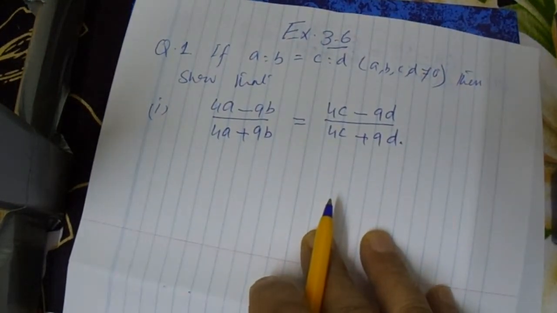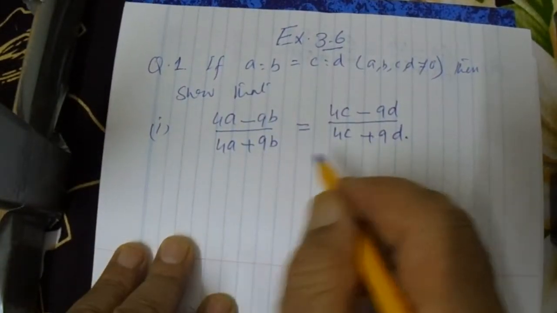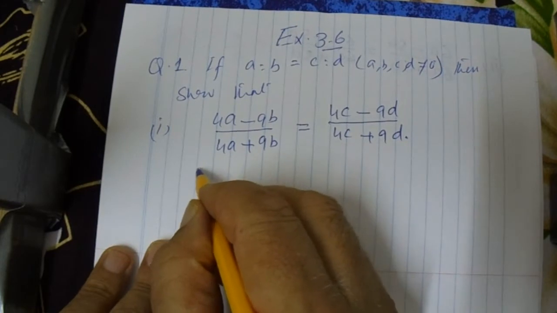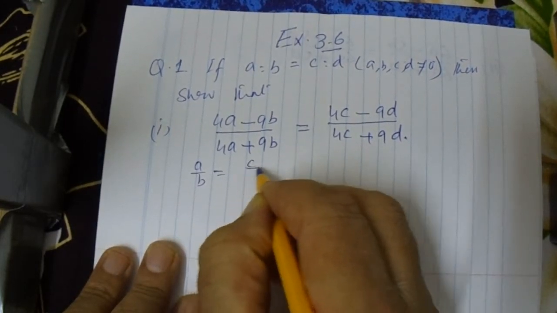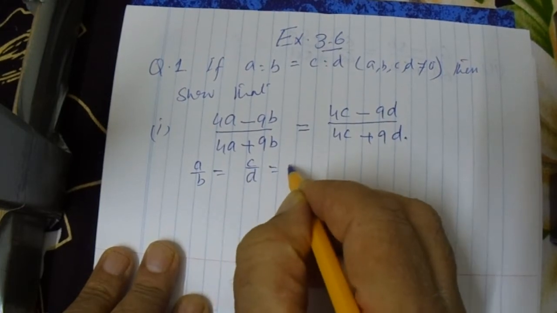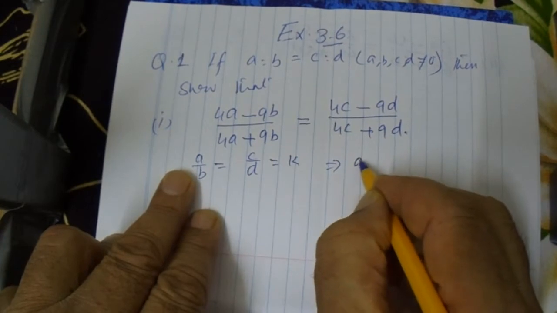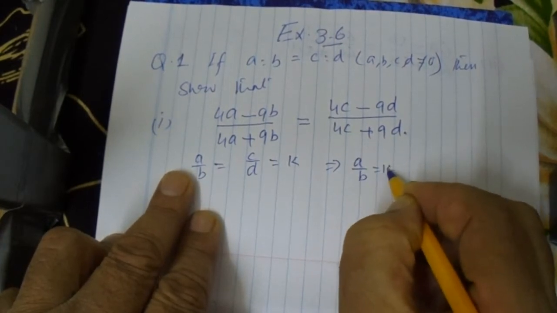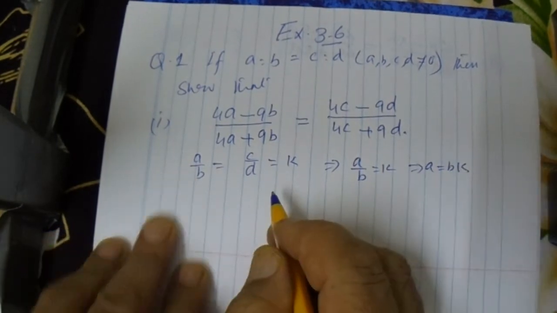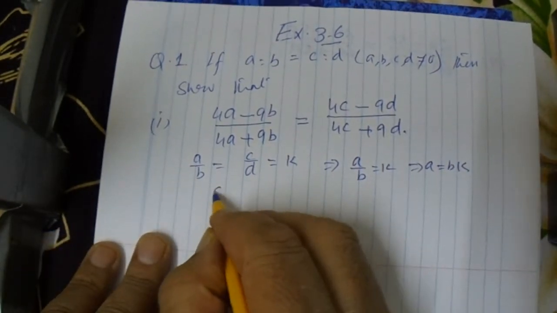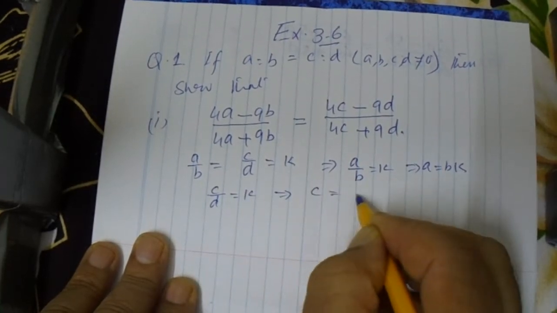We show that this side is equal to this side. Here we write the solution: A over B is equal to C over D is equal to K. Here A over B is equal to K, or A is equal to BK, and C over D is equal to K, so C is equal to DK.